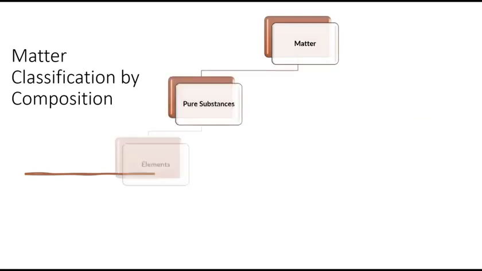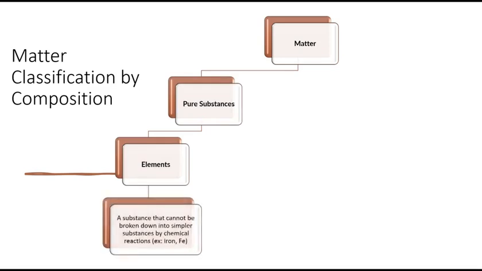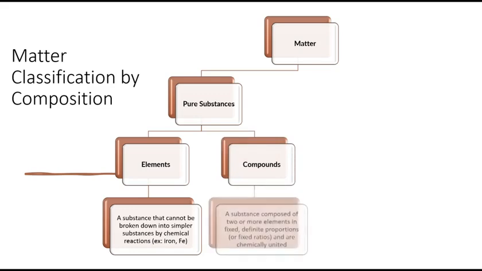Matter classification by composition. Matter may be classified as a pure substance. A pure substance can be an element. An element is a substance that cannot be broken down into simpler substances by chemical reactions. All the known elements are on the periodic table. An example of one is iron with the symbol Fe. A pure substance may also be a compound. A compound is one that is composed of two or more elements in fixed definite proportions or fixed ratios, and are said to be chemically united. In other words, they're going to have a chemical formula.